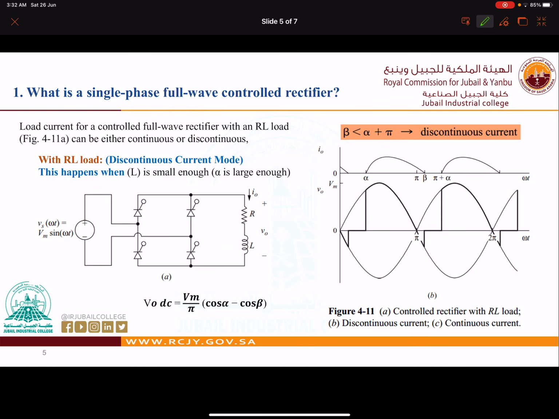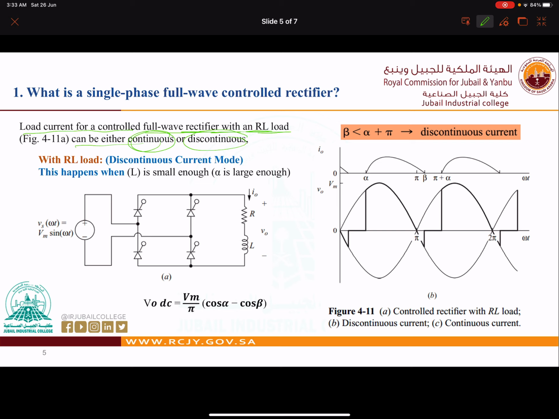Now, this is very important. This is when the current is in discontinuous mode for the full wave controlled rectifier, okay? Now, load current for controlled full wave rectifier with RL load can be either continuous or discontinuous. Inshallah, we will go through them, and I'm going to explain everything with the continuous and discontinuous current mode, okay? What are the differences between them and how to see them in the waveform.